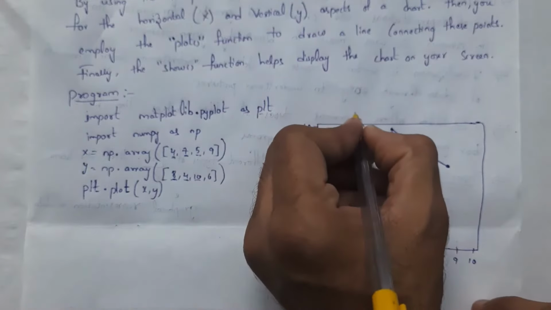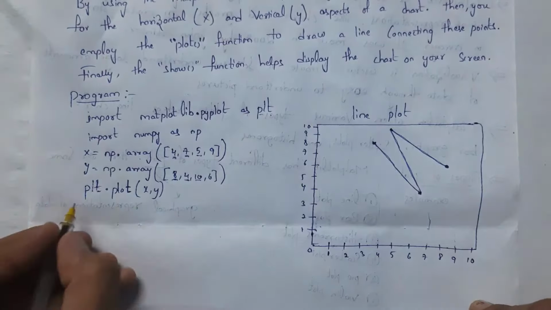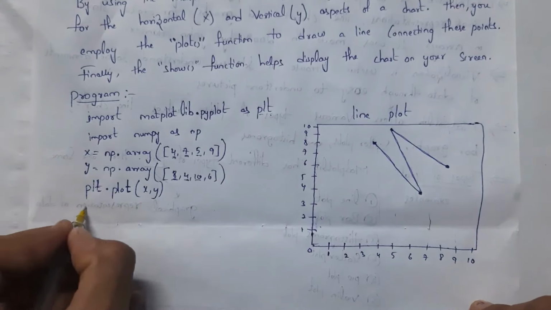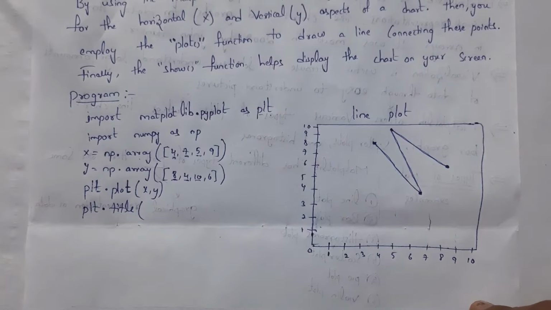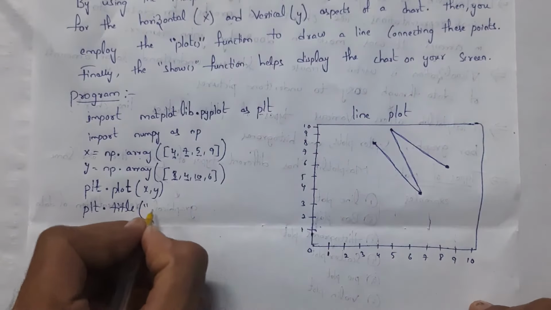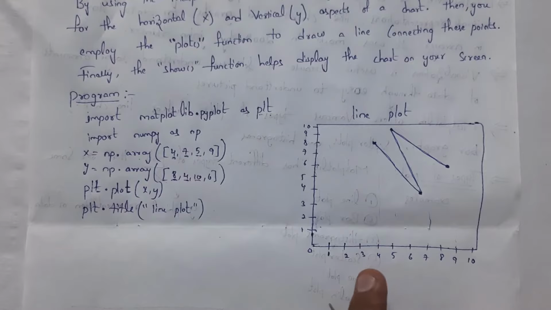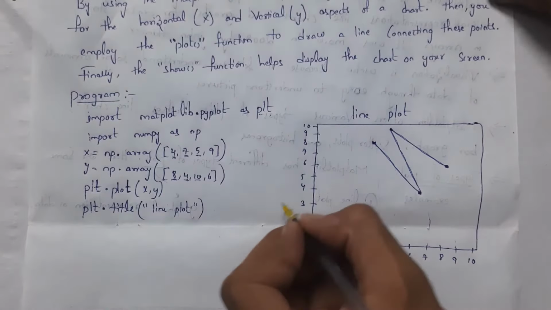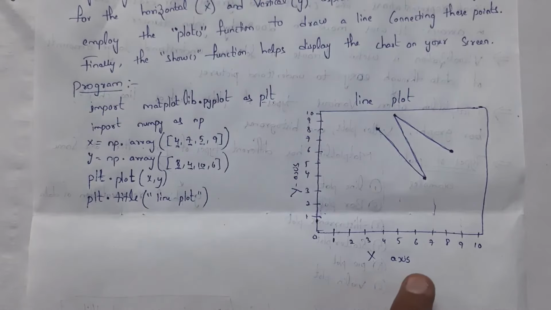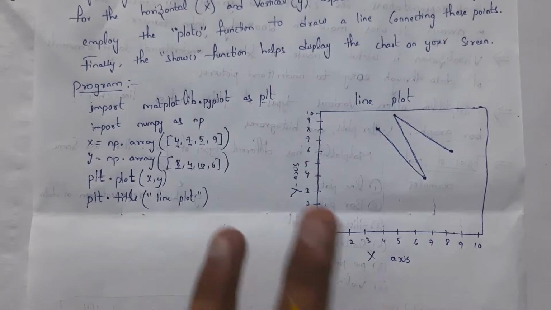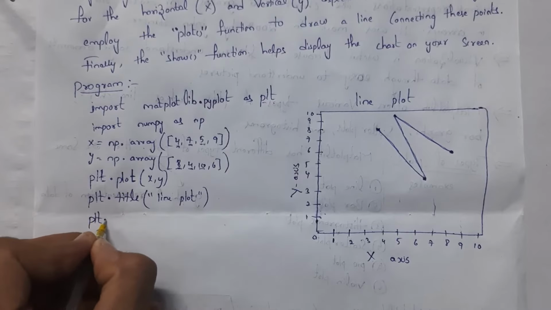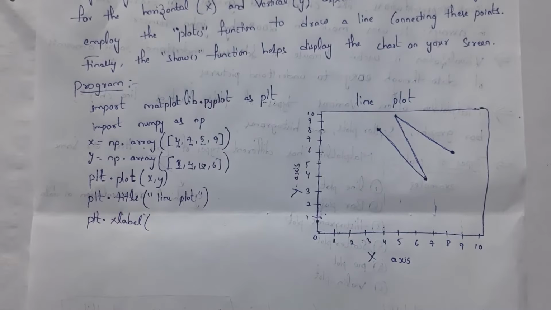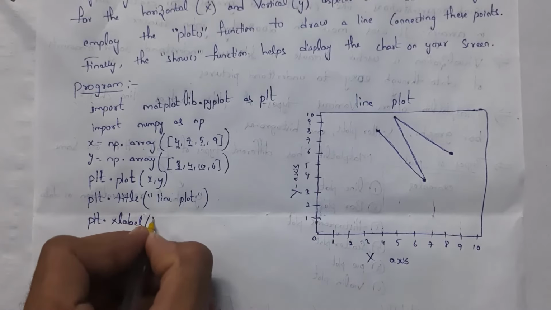Here I want to give the title as line plot. So write here module name, that is plt dot title. Inside the title method you can give the title. So in quotations I will give the title as line plot. And similarly I want to give the x-axis name as x-axis and the y-axis name as y-axis. You can give any name. So write here plt dot xlabel. Inside the xlabel function you can give the name of the x-axis.